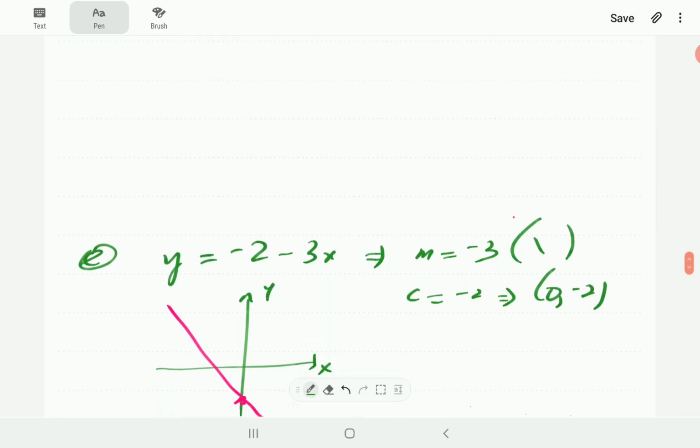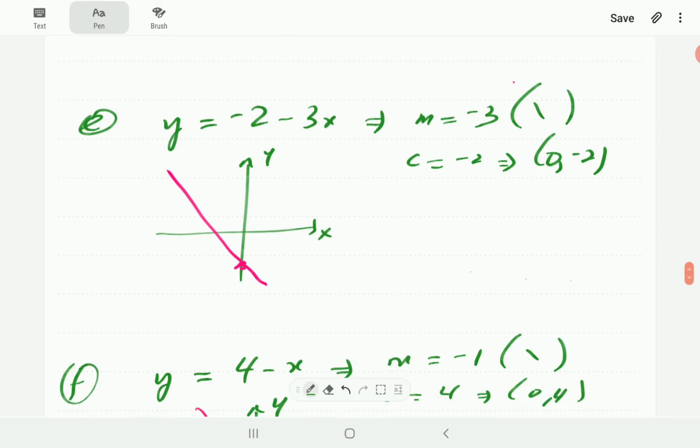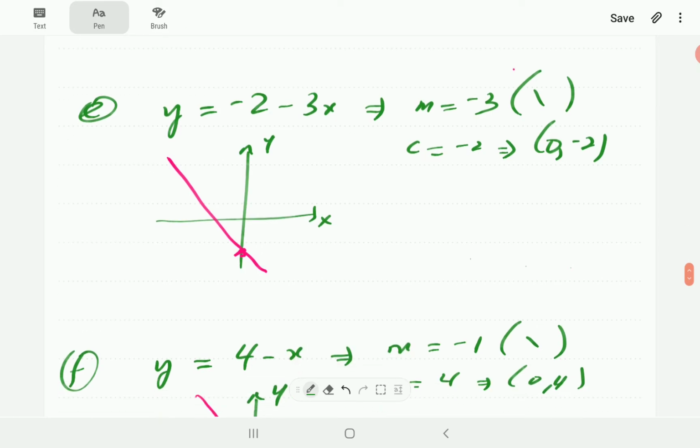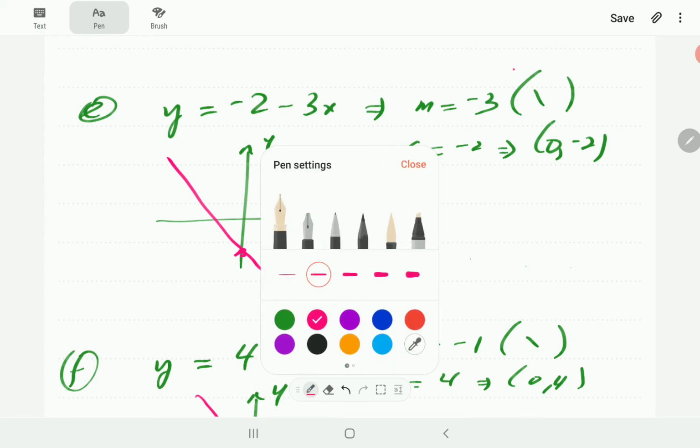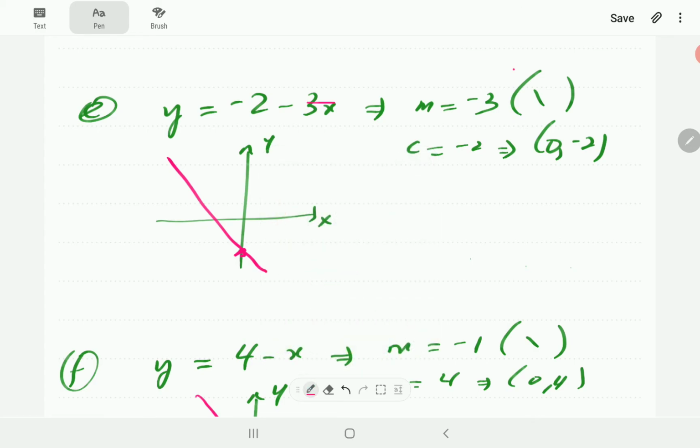So for E, we have got y equals minus 2 minus 3x. This is already in standard form, so all you need to do is to read out m, the coefficient of x, which is negative 3, meaning the line is downsloping. The constant is minus 2, so the y-intercept is 0, negative 2. So the line is going to cross the vertical axis at 0, minus 2.